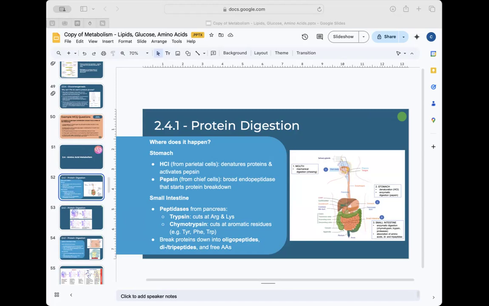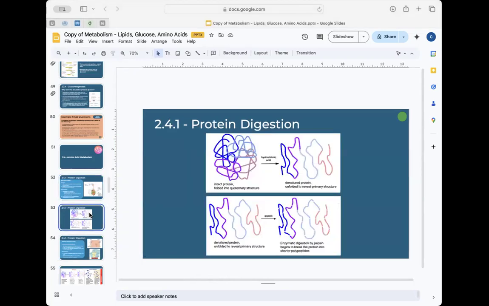Then in the small intestine, pancreatic enzymes take over. Trypsin cleaves at arginine and lysine, while chymotrypsin prefers bulky aromatics like tyrosine and phenylalanine. Sorry, this is actually such a bad presentation to give as someone who can't pronounce things. But yeah, they're written on the slides anyway. You'll be fine. Together, those enzymes break proteins into smaller peptides and free amino acids. And there's an overview of that there as well.